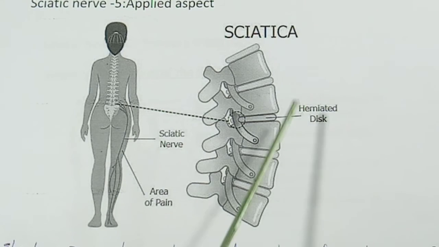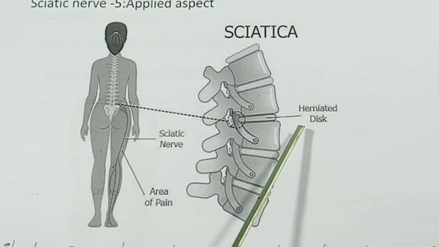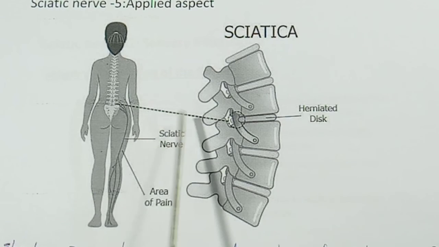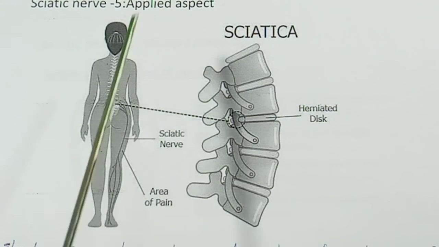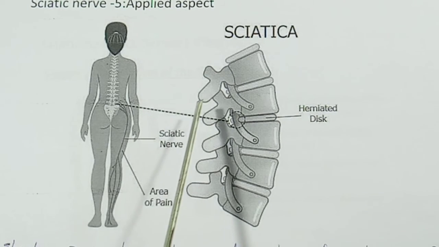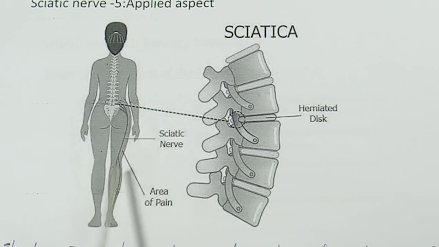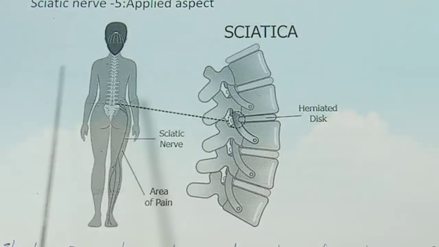And the cause may be a herniated disc, that is disc prolapse, or neuritis. This leads to the compression of one or more nerve roots, as you can see in this diagram. So due to a herniated disc or neuritis, compression of one or more nerve roots takes place, which results in the shooting pain along the cutaneous distribution of the sciatic nerve and its terminal branches, chiefly the common peroneal nerve. So that's all about sciatica.